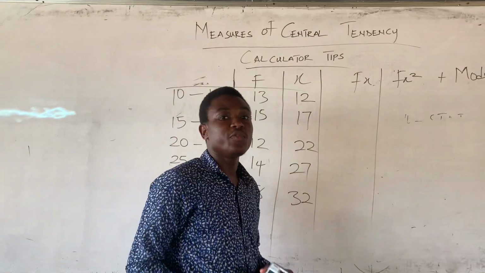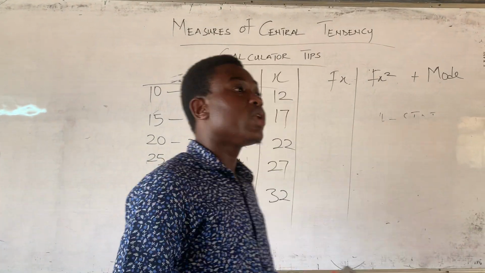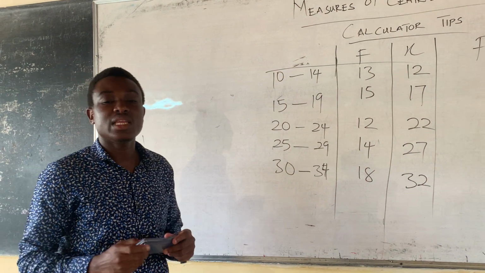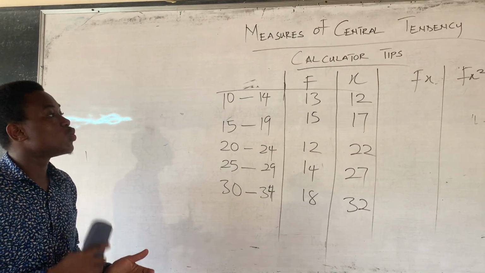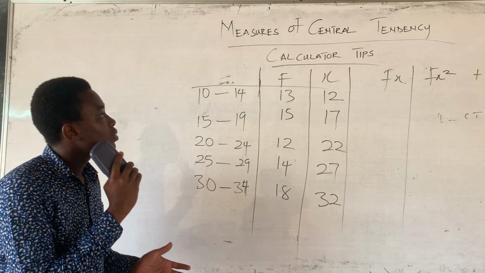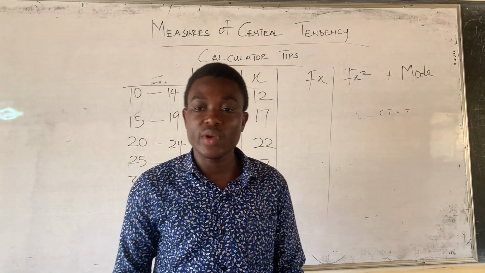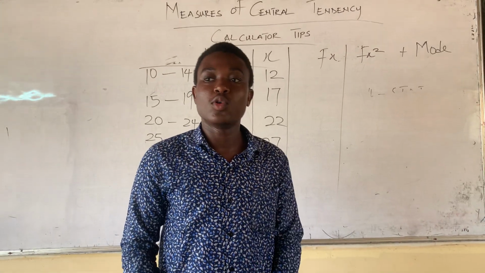So this is what we've looked at today. That is calculator tips, specifically solving for measures of central tendency. So we've been able to solve for the mean, standard deviation, and then variance for grouped and ungrouped data.